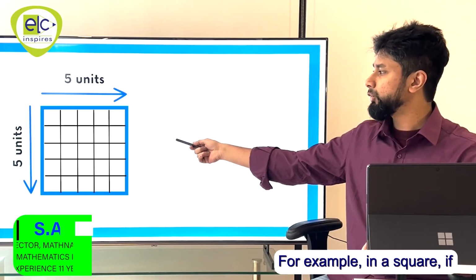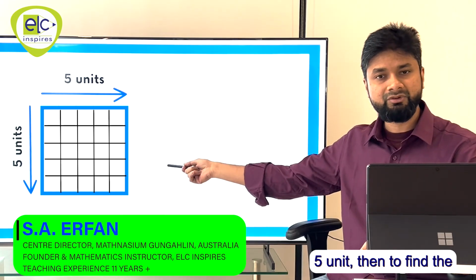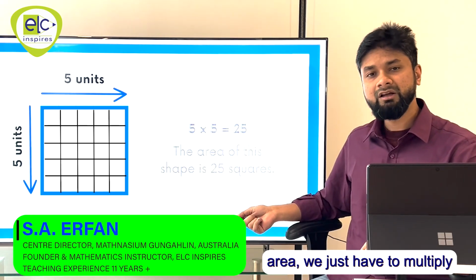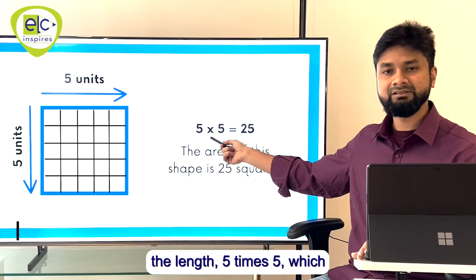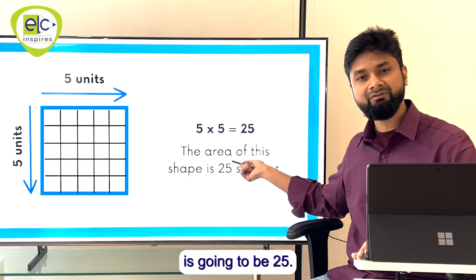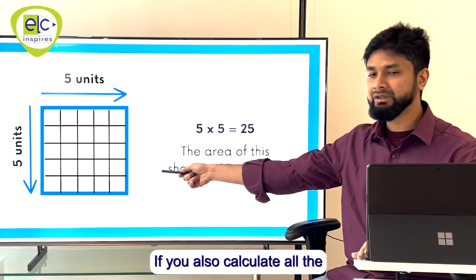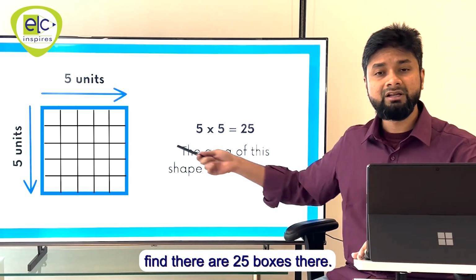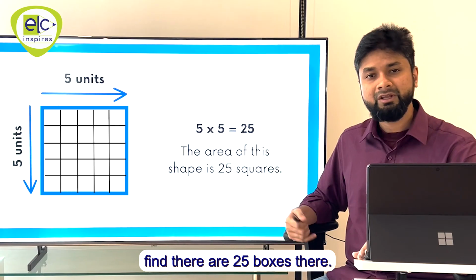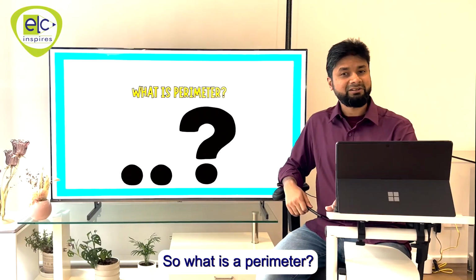For example, in a square, if the length of a square is 5 units, then to find the area, we just have to multiply the length. 5 times 5, which is going to be 25. If you also calculate all the boxes which is inside, you will find there are 25 boxes there. So that is area.